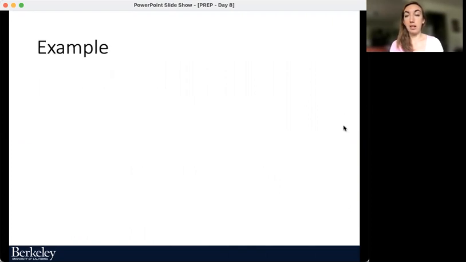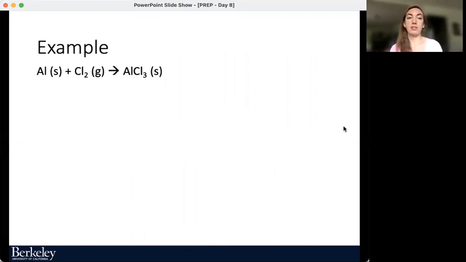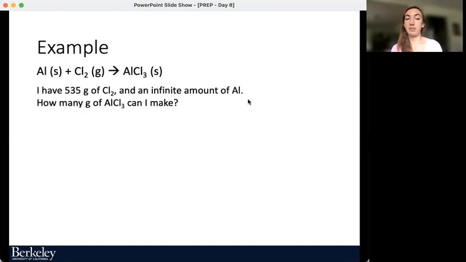So I'm going to give you an example, and then I'm going to have you do a similar example in your groups. So let's take this reaction. Solid aluminum reacts with gaseous chlorine, Cl2, to make AlCl3. So the question that I want to answer is, if I have 535 grams of Cl2 and an infinite amount of aluminum, how much AlCl3 can I make if I use up all of my Cl2?